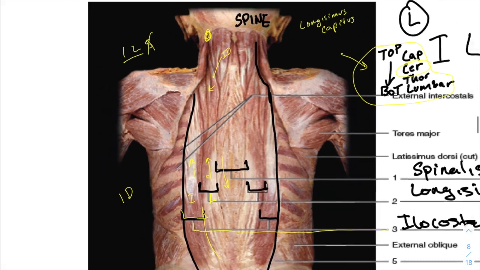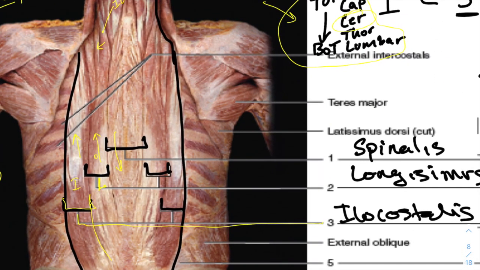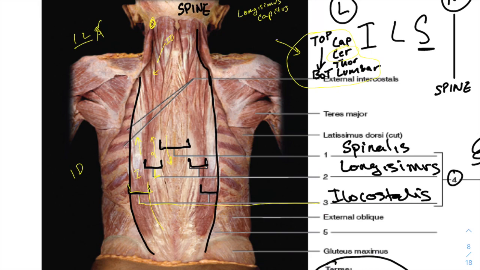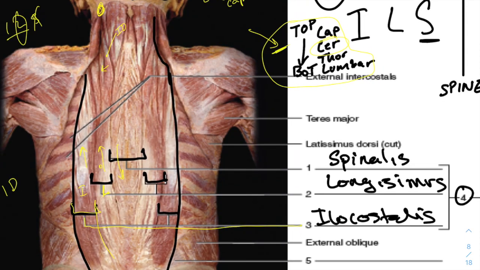I know I'm over-explaining a little bit, but this becomes easily identifiable once you're actually taking the exam. And it really does become second nature. So what level would you say this is? We've identified this is the longissimus. Would you say it's capitis, cervicis, or thoracis? Because remember, there is no lumbar for longissimus. So if this is the lowest, I can confidently say that this is going to be thoracis.